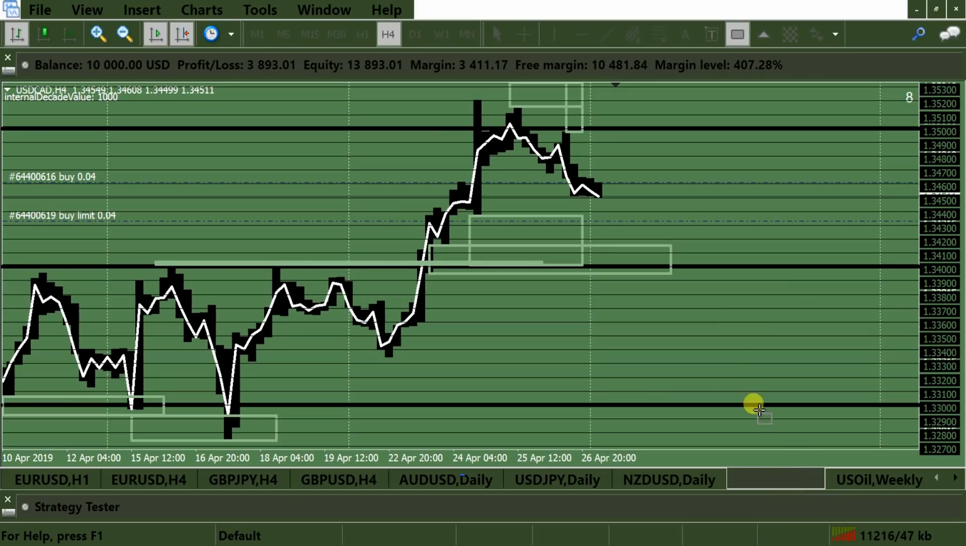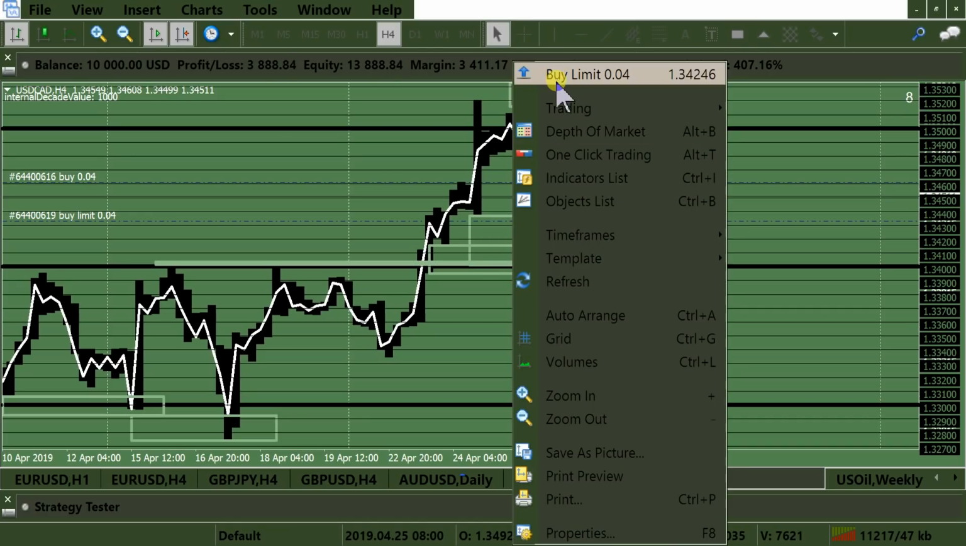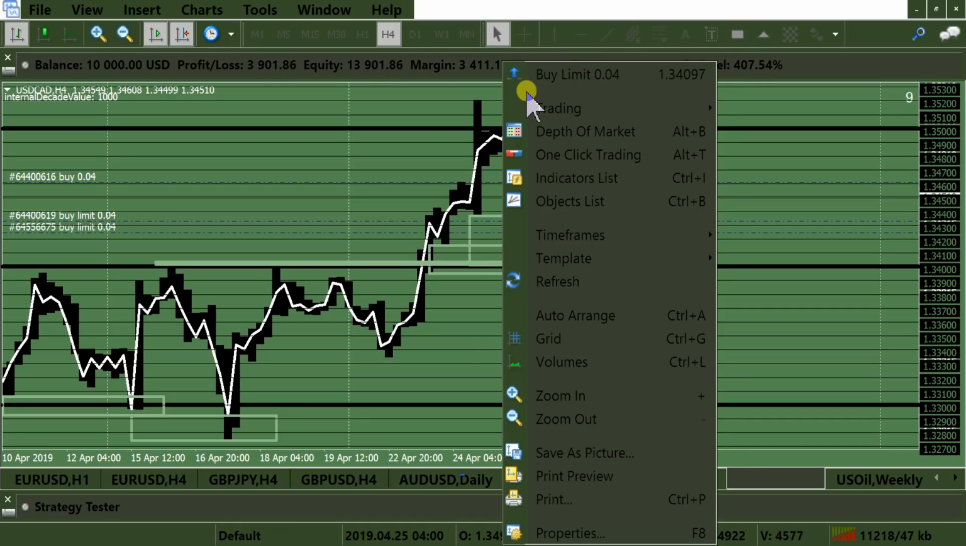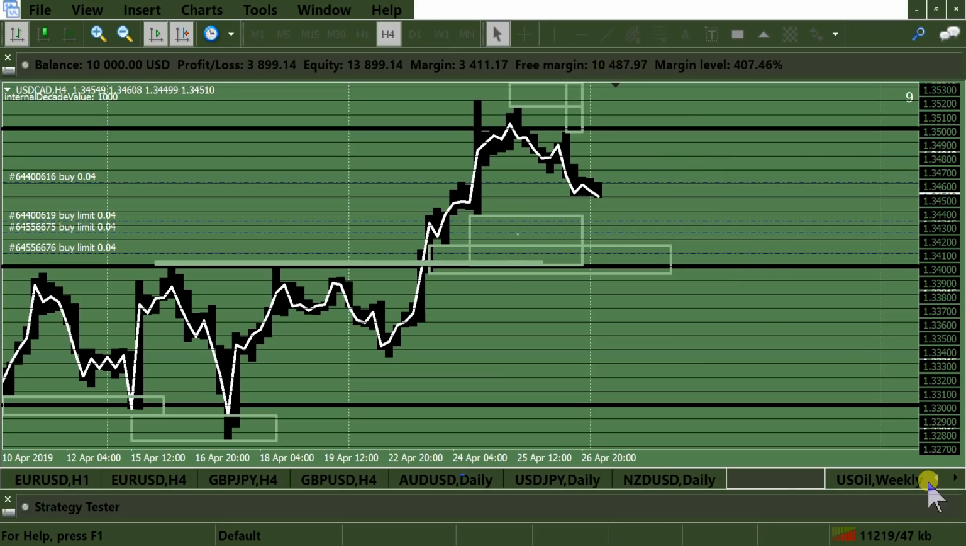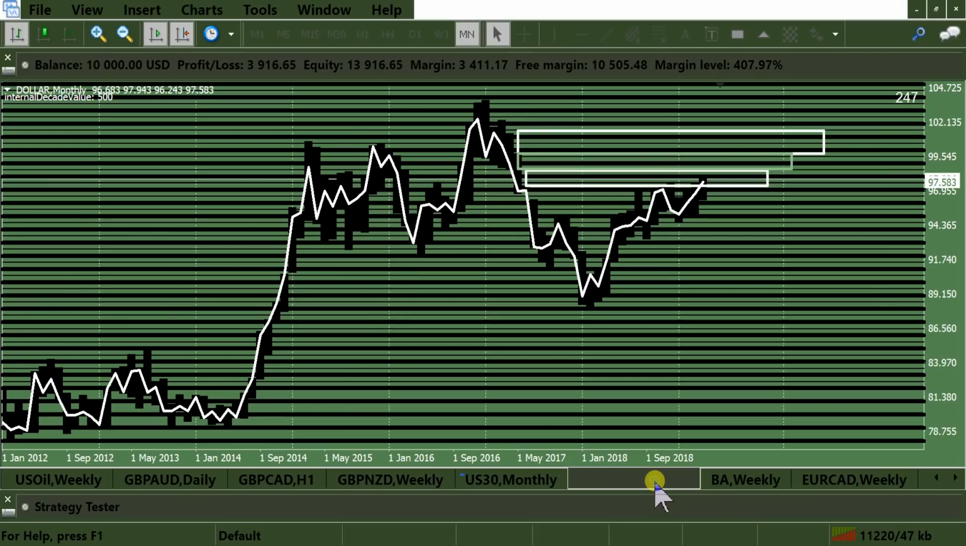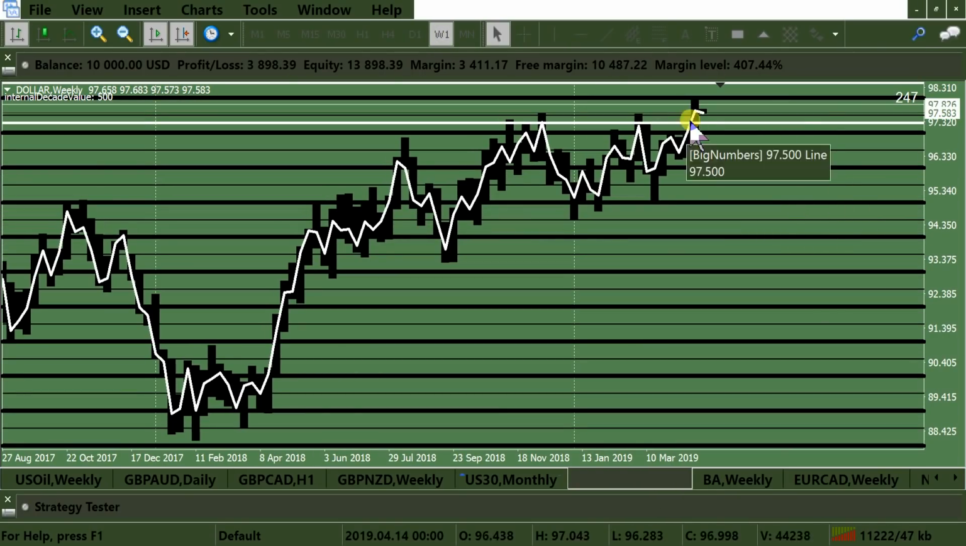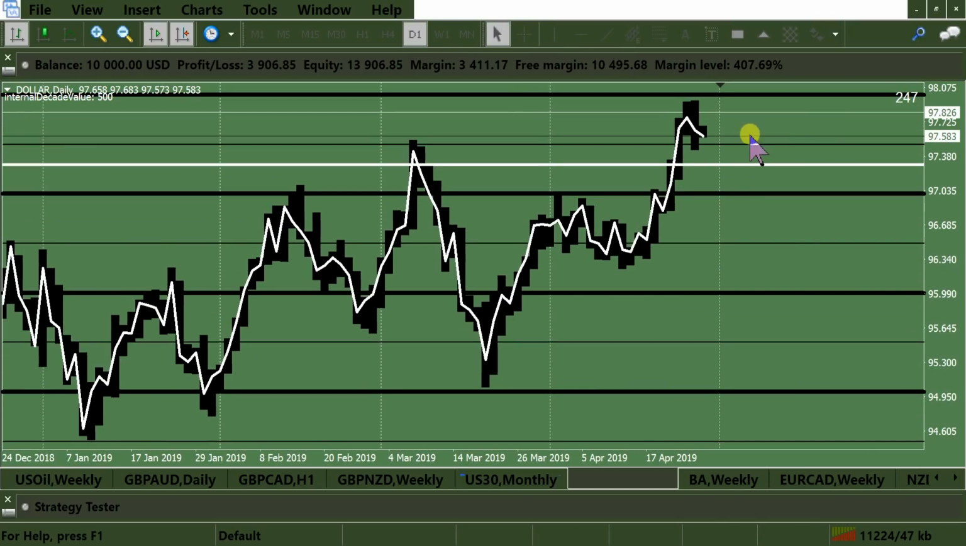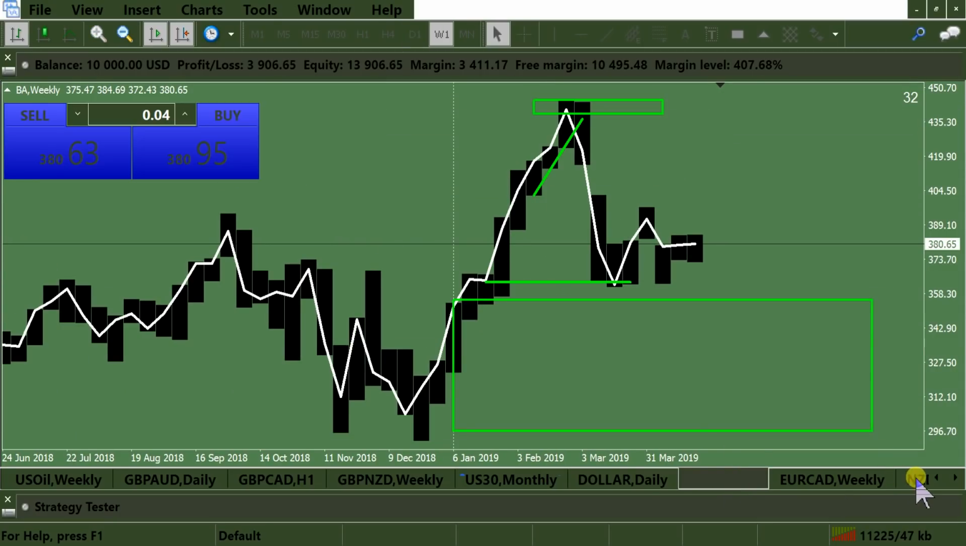But yeah, it looks like the Canadian dollar is going to get smashed. I'll put some buy limits in here for the bounce. So the party's over for the dollar. Looks like they trapped everybody up here. Still looks bullish, though. Like I said, they can all go up. The euro can go up. They can all go up.